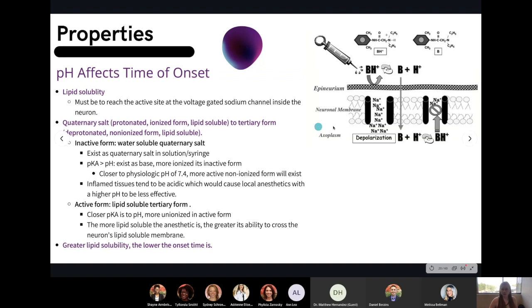If you look at this graph here to the right, you see that the quaternary salt is dissociated into the deprotonated tertiary salt. The deprotonated form crosses the epineurium and the neuronal membrane to reach inside the cell to act on the voltage-gated sodium channels. Once inside the cell, the local anesthetic must gain a hydrogen atom to form its quaternary structure. The protonated quaternary salt is what acts on the active site of the voltage-gated sodium channels.